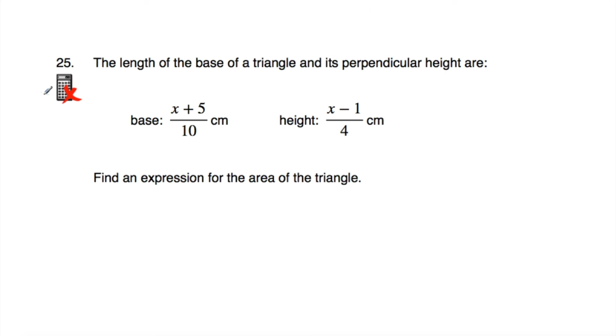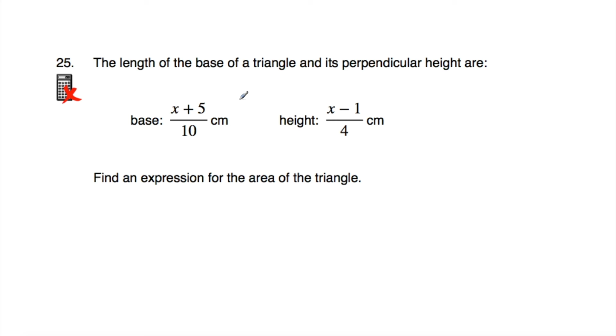Okay, let's have a look at question number 25. So question number 25 says, the length of a base of a triangle and its perpendicular height are, the base is x plus 5 over 10 centimetres, and the height is x minus 1 over 4 centimetres. And we've been asked to find the expression for the area of a triangle. So remember, the area of a triangle is half the base multiplied by its height or perpendicular height. So we need to do the base times the height and then divide by 2.